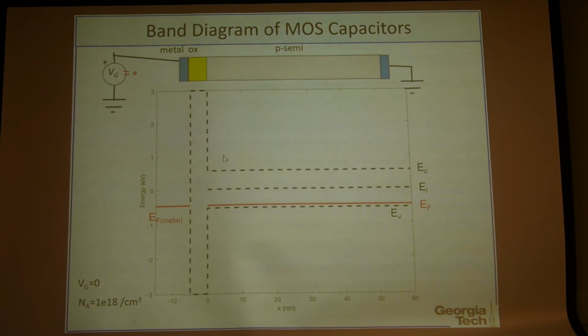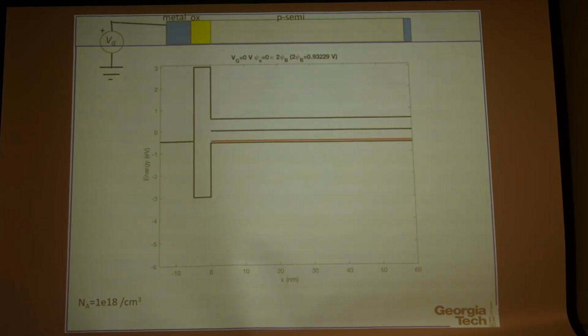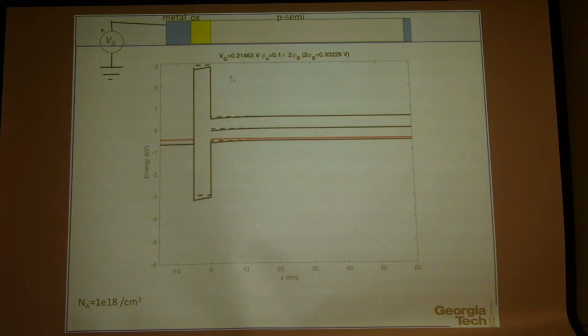So let's apply the gate voltage. As you can imagine, when you apply positive voltage to the metal side, we are going to push down the metal Fermi level. Let's do it. So this is the initial condition. And now you apply a small voltage, like 0.2 volts. Then you see the solid line is the band diagram at this condition. The dash line is the initial condition.